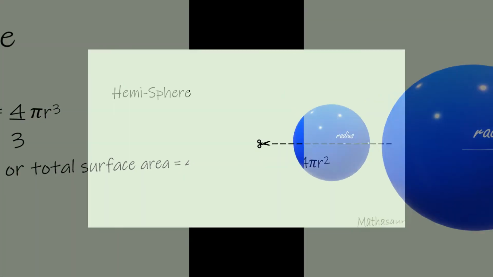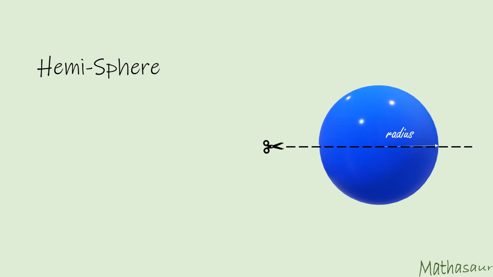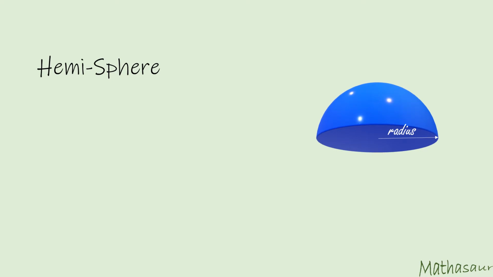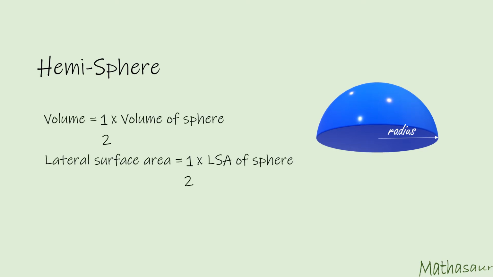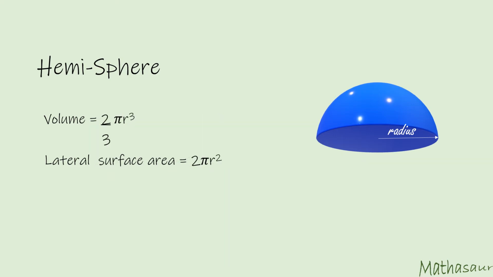If we cut a sphere into two halves, we get a hemisphere. The volume of a hemisphere is half of the volume of a sphere, and the lateral surface area is half of the lateral surface area of a sphere. Substituting the values, we get the volume of a hemisphere as 2 upon 3 times pi r cube and the lateral surface area of a hemisphere as 2 pi r square.